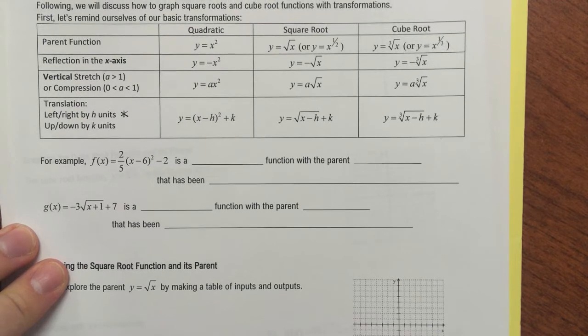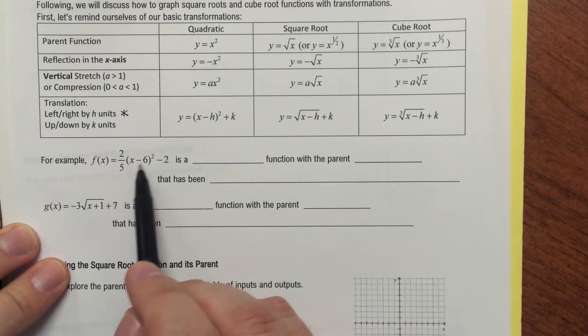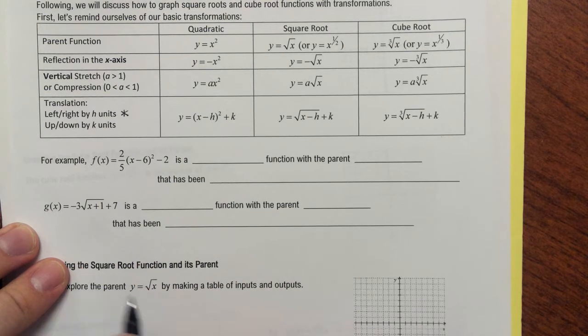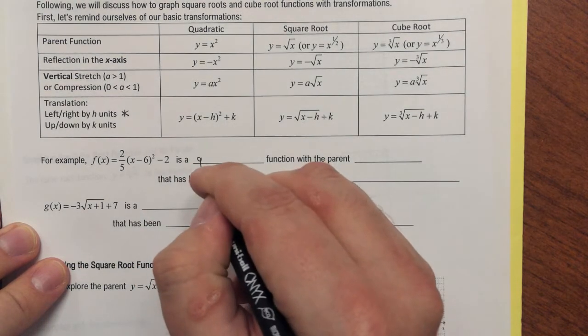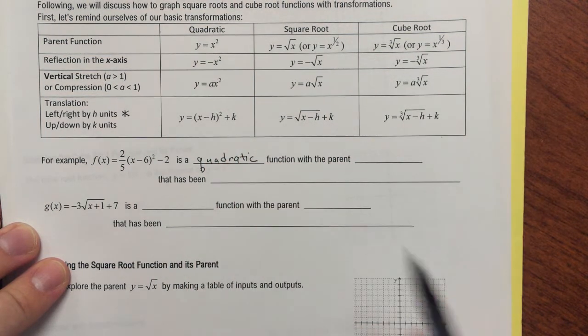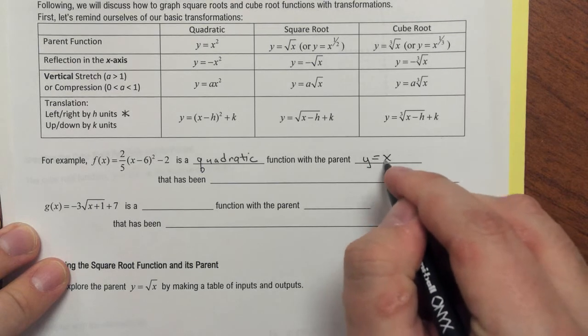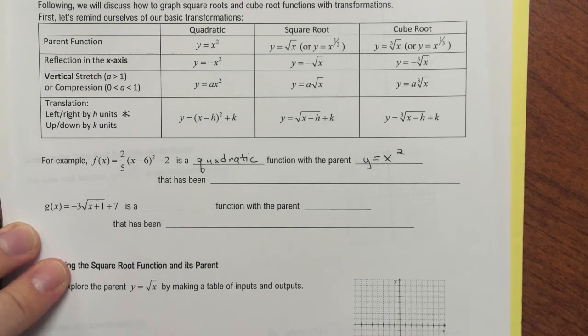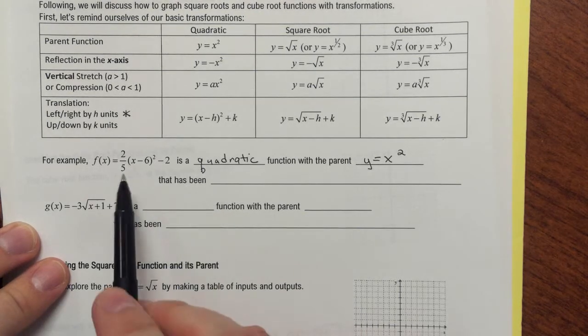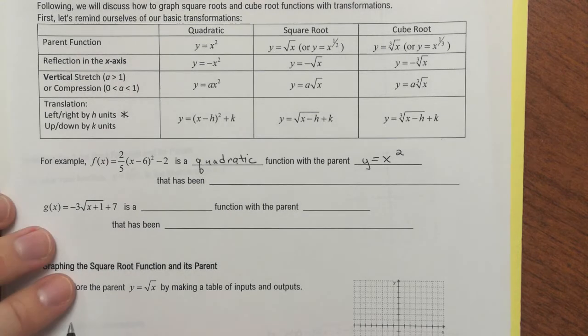Right here I see f of x equals 2/5 times (x minus 6) squared minus 2. So the first thing I'm asked is what type of function is this? Well, I notice there's no radical, and I see there is a 2 here. A power of 2 indicates that this is in fact a quadratic. A power of 3 would be a cubic, a power of 4 would be a quartic, but this is a quadratic. Its parent is y equals x squared. What are the transformations I see here? Everything here that is different from x squared means some transformation has occurred.